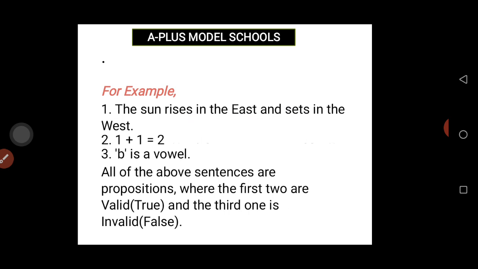The second example, 1 plus 1 is equal to 2. Yes, that is true because when you add 1 and 1 together, you have 2. So this is a true statement, which is denoted as T. But looking at example 3, B is a vowel, which is wrong. B is not a vowel. So this statement is denoted as F because it is not true.